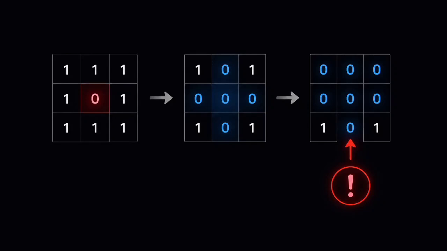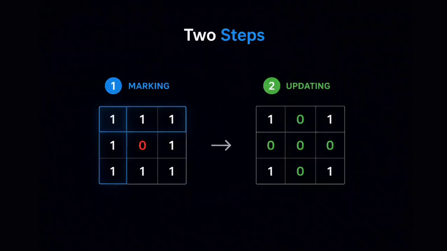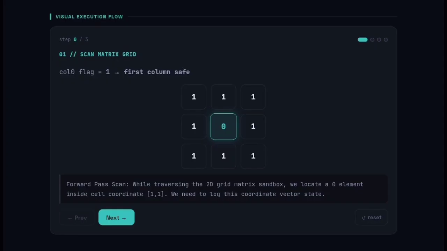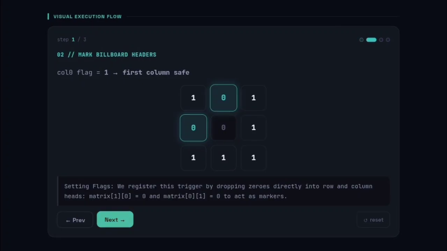So instead of doing that, we split it into 2 steps. First is marking and second is updating. So in the first pass, we just scan the matrix, and whenever we find a 0, we don't change anything, we just remember it. Okay, now the question is, where do we remember it? We reuse the same matrix. We take the first row and first column and use them like a marker, like a reminder system. So if matrix[i][j] is 0, we just mark matrix[i][0] and matrix[0][j] as 0.